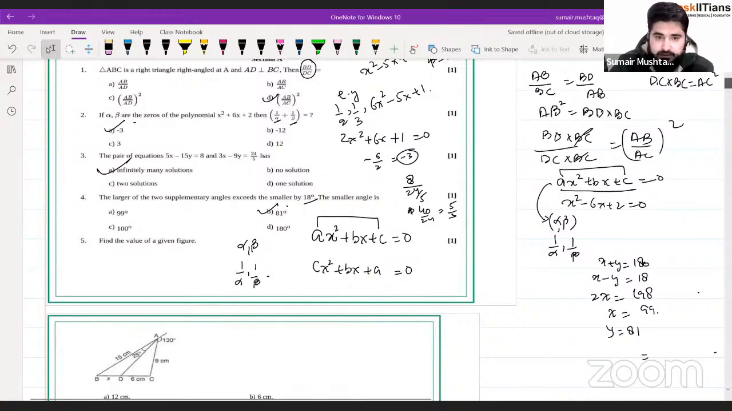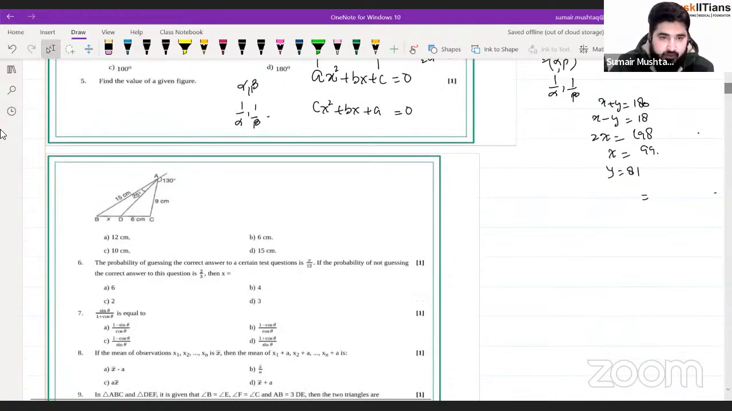Okay. Now let's proceed to the next question. Find the value of x in the given figure. How to find it? Come on, tell me how to find it. Easy. Again, an easy question.